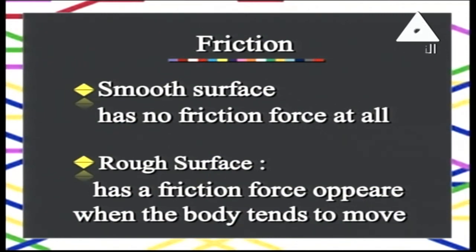My dear student, we have two types of surface. The first, a smooth surface, has no friction force at all. But the second is a rough surface. What do you mean by rough? It has a friction force that appears when the body tends to move.